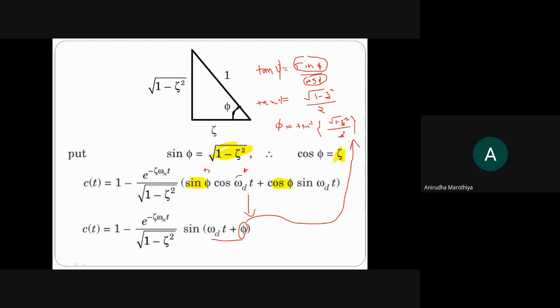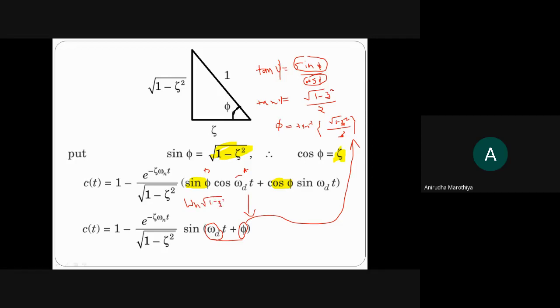So c of t is nothing but 1 minus e to the power minus zeta omega n t, whole divided by under root 1 minus zeta square, into sine of omega d t plus phi, where phi is nothing but tan inverse under root 1 minus zeta square, whole divided by zeta. At the same time, you can also replace this omega d in terms of omega n and zeta. We know that omega d is nothing but omega n under root 1 minus zeta square.